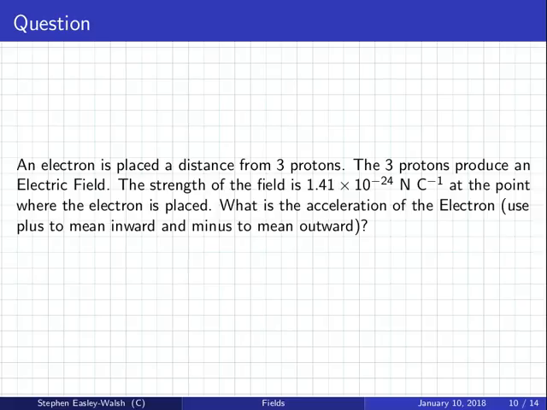Which electron, 9.11, isn't it? I don't know. Shall I do it now? I see it's typing still.